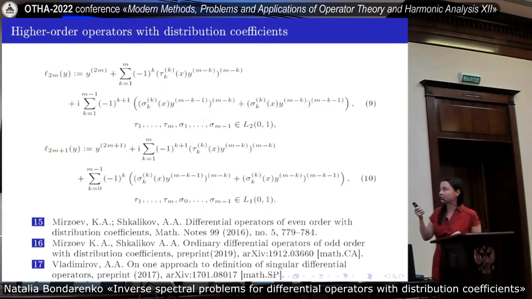I consider these forms of differential expressions following the approach of Mirzoev and Shkalikov. In the first paper of 2016, they obtained the regularization for the even order operators with distribution coefficients of the form 9 and studied some of the spectral properties. In the preprint of 2019, this approach was developed for the odd order. But in fact, there was also a preprint by Vladimirov. In this preprint, Vladimirov obtained a more general construction, which includes both the even order and the odd order cases of Mirzoev and Shkalikov.